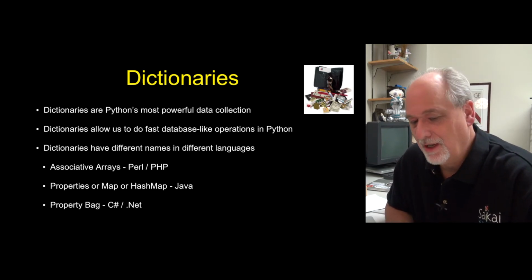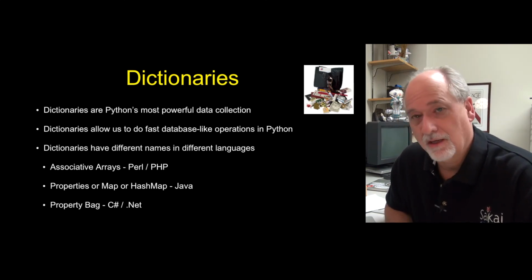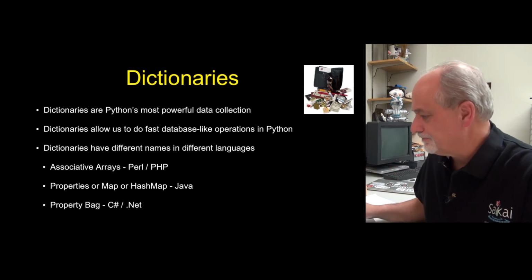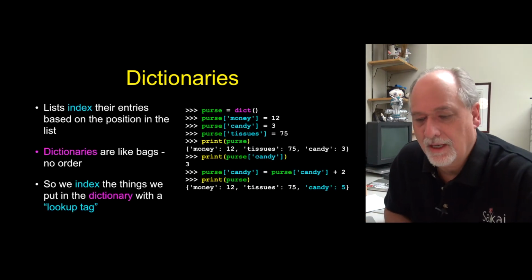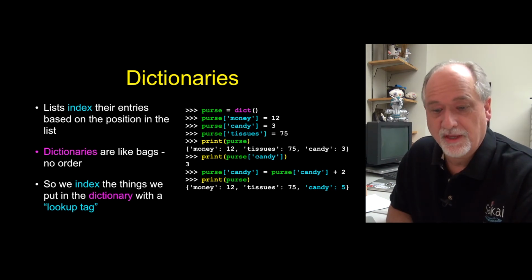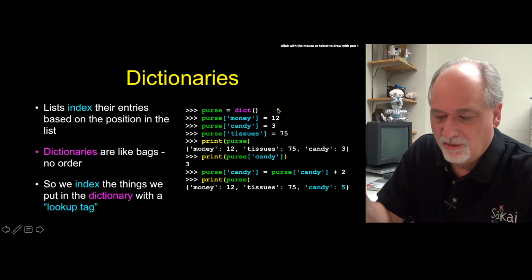They have different names, like property maps or hash maps or property bags, depending on the language you're using, but they all are the same thing. They're key-value pairs. The idea of any collection is putting more than one thing in, and the difference is that you have ways of indexing it.